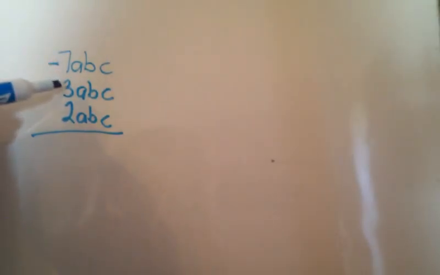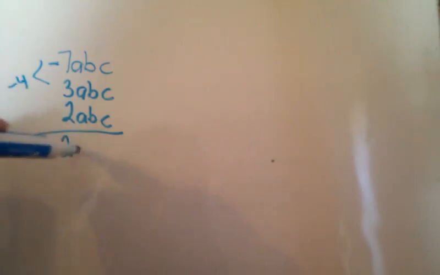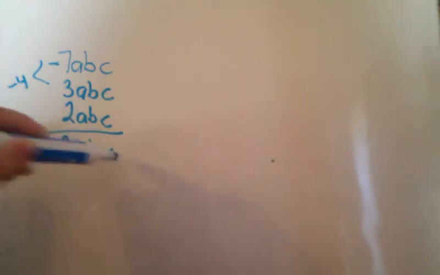Okay, let's look at it. Negative 7 plus 3, my signs are different. I subtract and use the sign of the larger number. So negative 4. Negative 4 plus 2, my signs are different. So I subtract and use the sign of the larger number. 4 is larger, so my answer is negative. 4 minus 2 is 2. Okay?